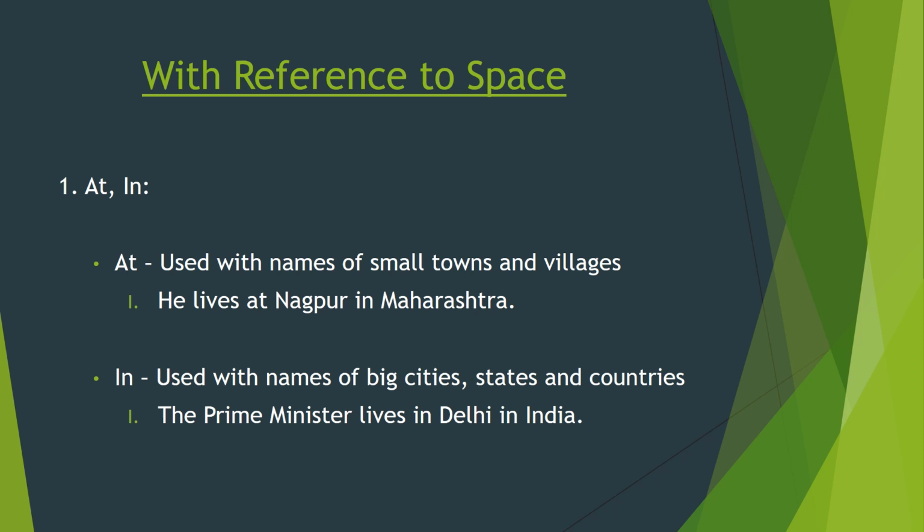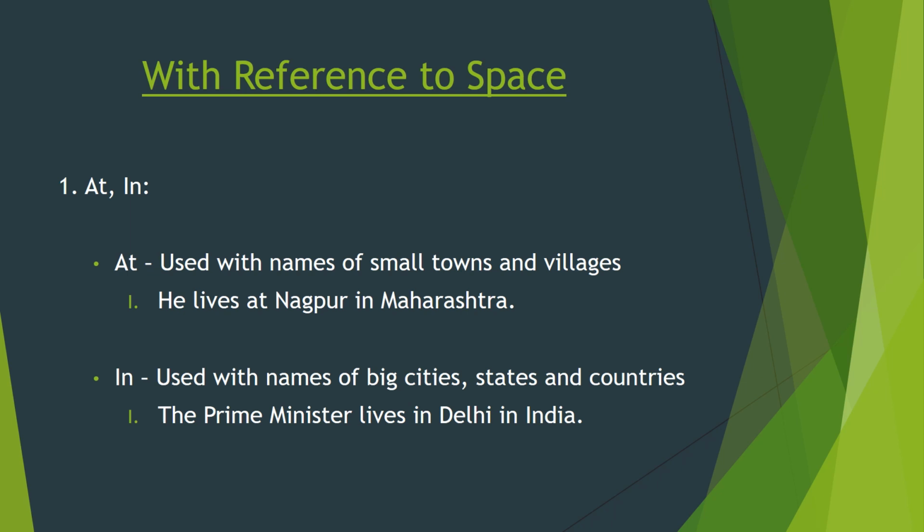When we look at this sentence, the places mentioned are Delhi and India. Now Delhi is a big city, India is a country. So for both these places, we are going to use the preposition in. Okay? In preposition for big cities, states and countries, continents also. At with small towns, villages and even for colonies. We can write like this also.